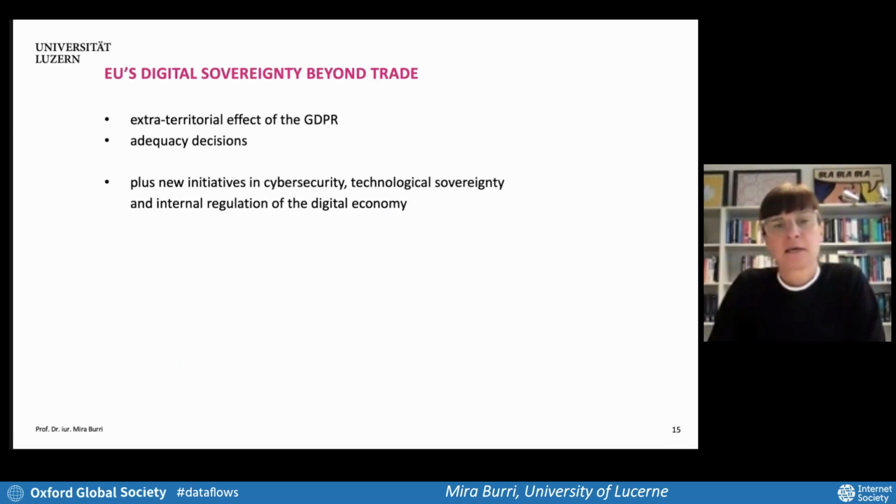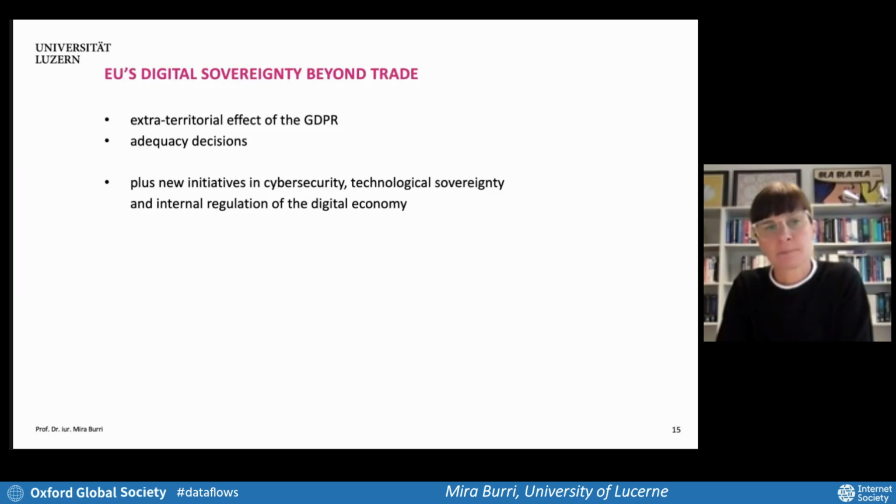It is very clear that the EU is exporting, in a sense, its rules, this very robust data protection that it has at home through the GDPR. And it is doing this not only through the channel of free trade agreements, but also through other channels as well. This includes, on the one hand, an extraterritorial effect of the GDPR itself, as you know, targeting companies and actors that are not necessarily headquartered in the EU, but might in some way process EU citizens' data.